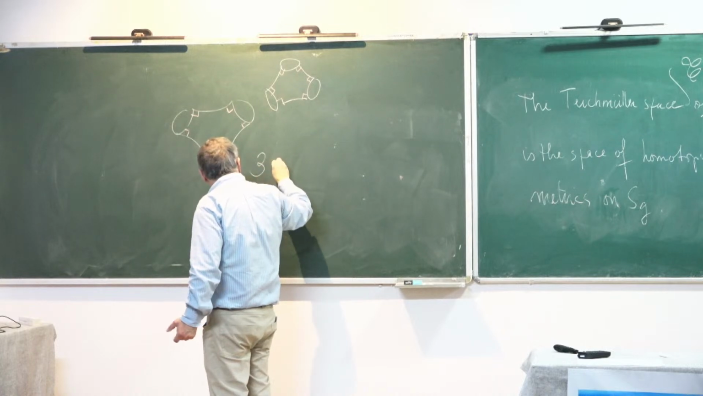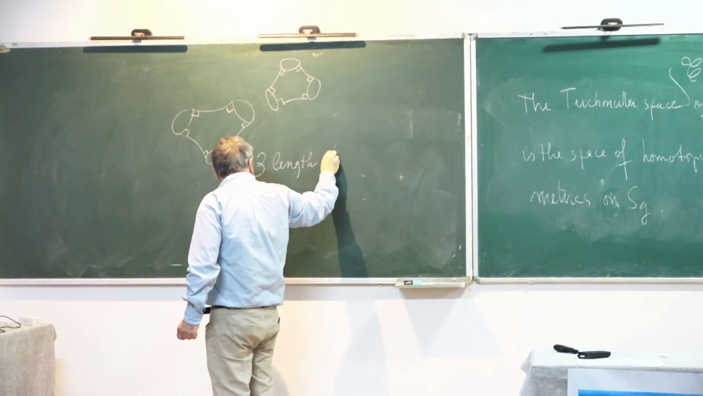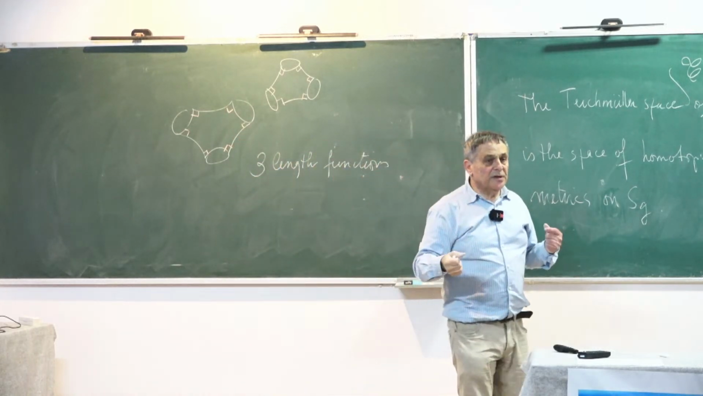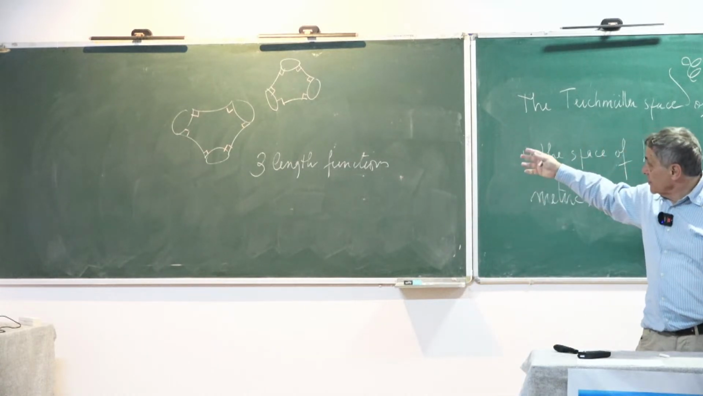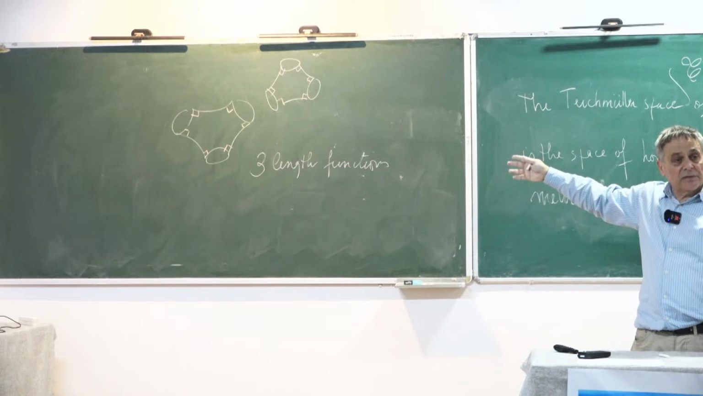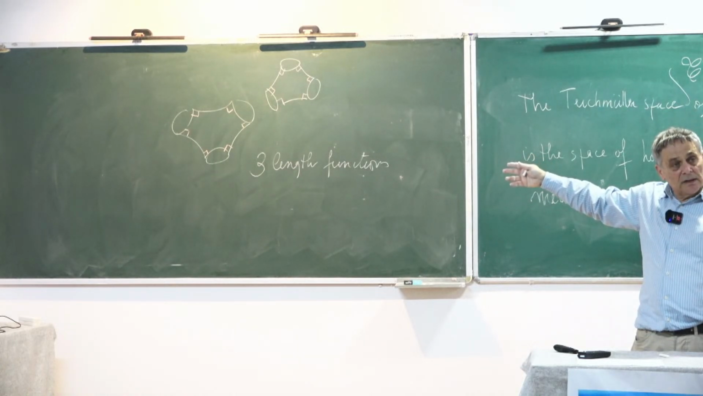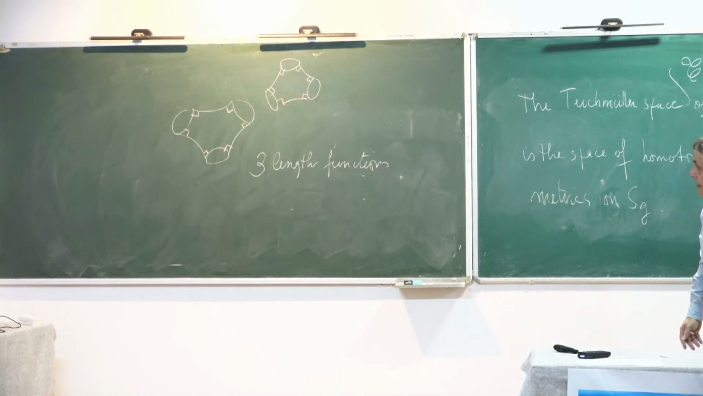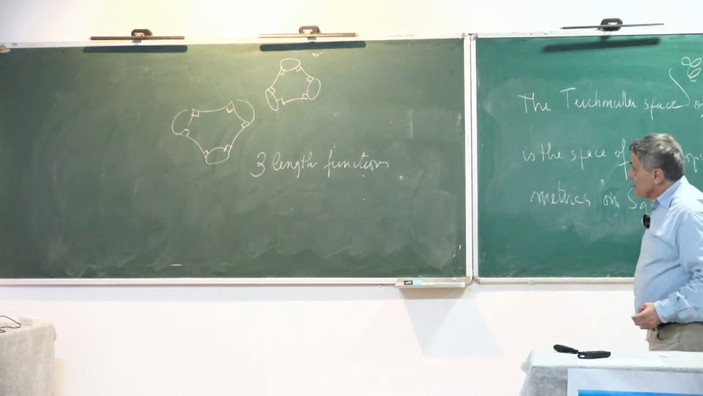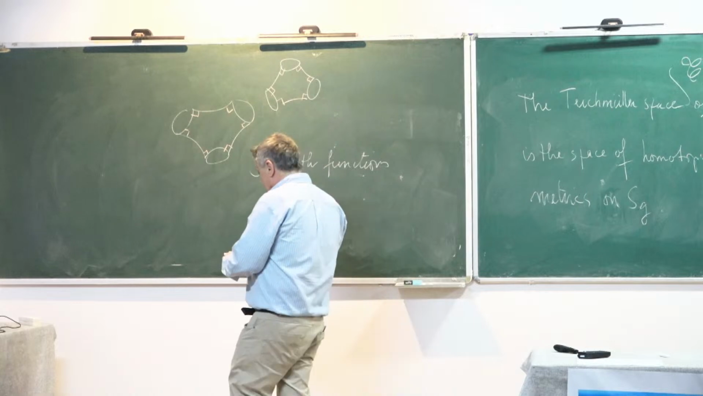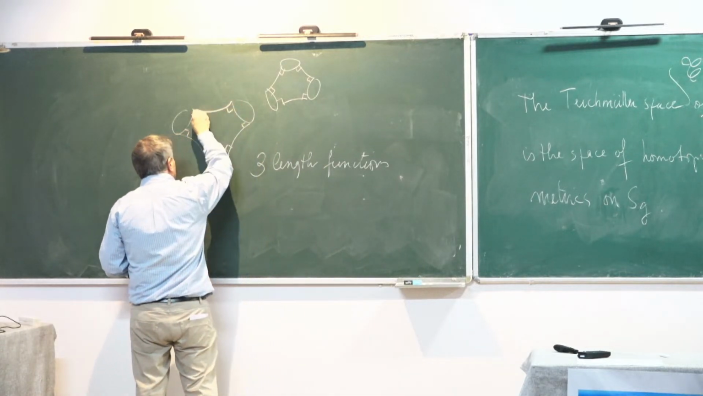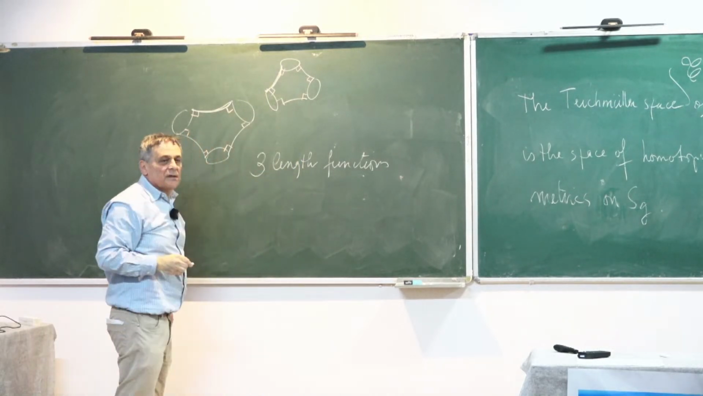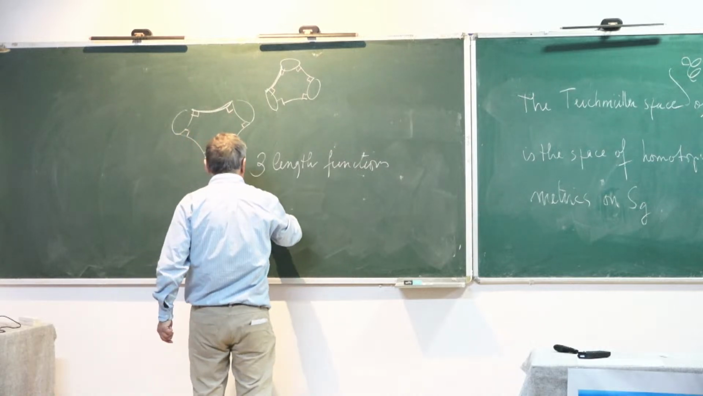I have 3 length functions which present themselves immediately to me and which are important. So these 3 length functions. Okay, you have 3 length functions. What other length functions do you have on this? What other closed curves do you see on this surface? Well, this one here, since it is perpendicular, it goes with this one here, and then it closes. So in fact, I don't have 3. I have 6.